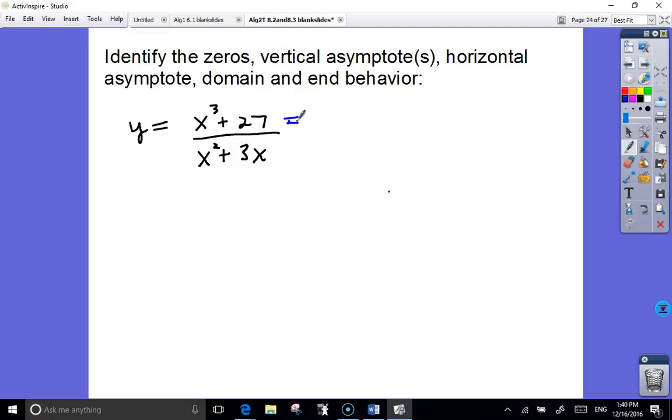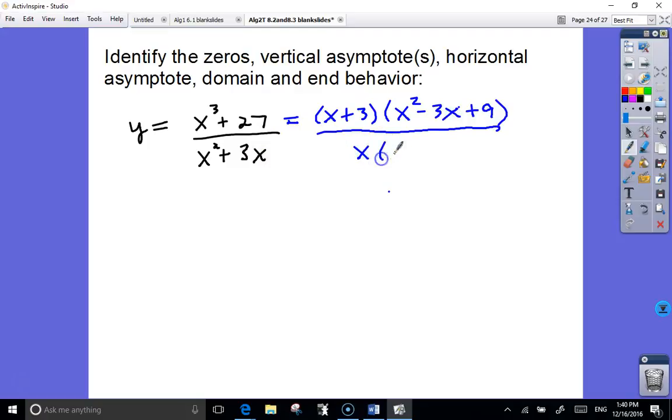So we had a formula for this. This is x plus 3 times x squared minus 3x plus 9. Okay, and the denominator has a common factor of x, so it's x times x plus 3. Okay, zeros. The zeros are the zeros of the numerator. So what's one zero?